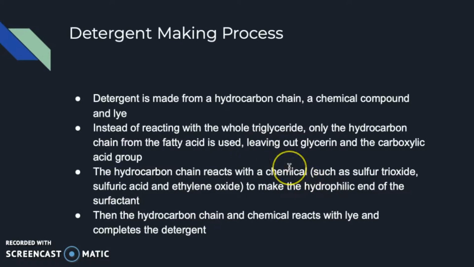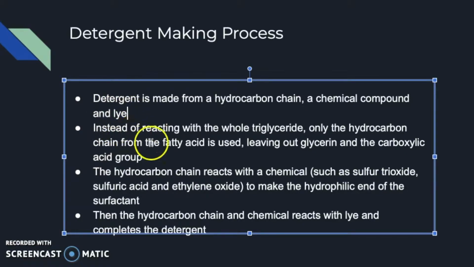glycerin and the carboxylic acid group, which is why detergents tend to be harsher on the skin, because they clear away the natural oils but don't put anything back to replace it. Whereas soap leaves behind the glycerin, when you use detergents, it normally dries out the skin. That's why we use conditioner and things like that after we clean ourselves.